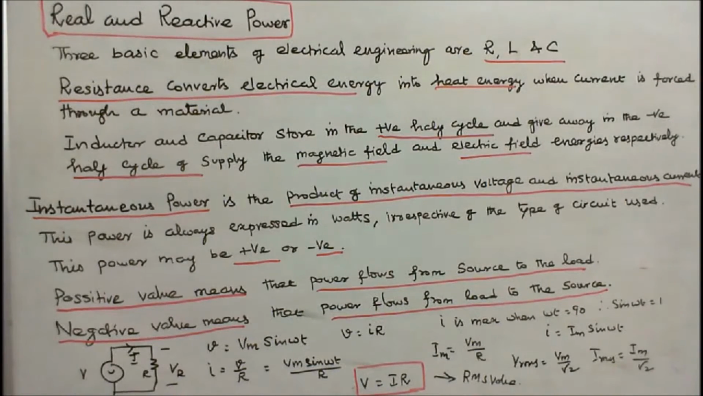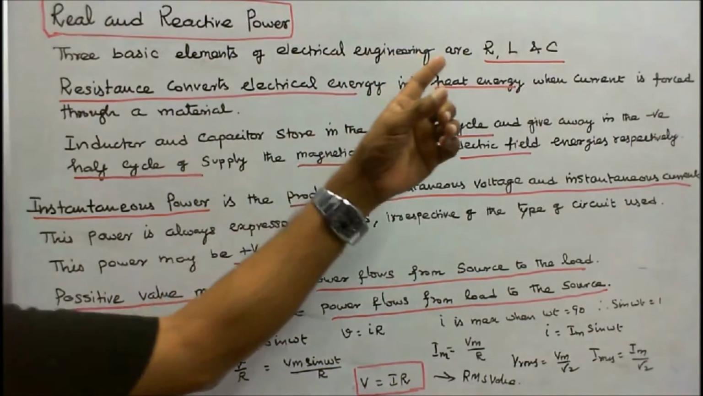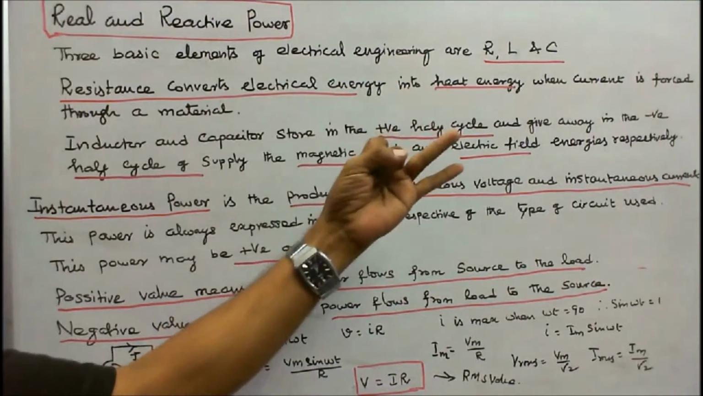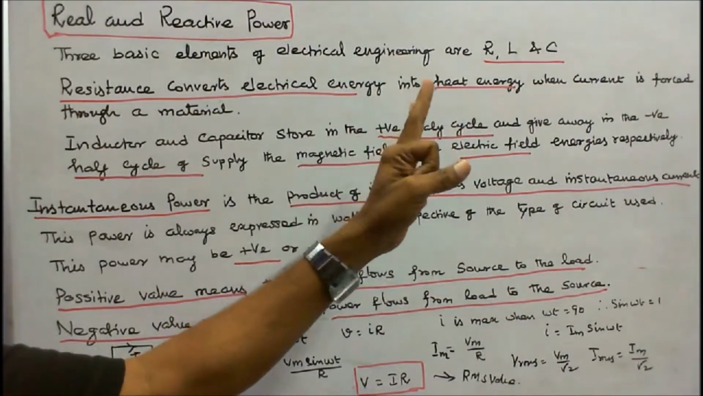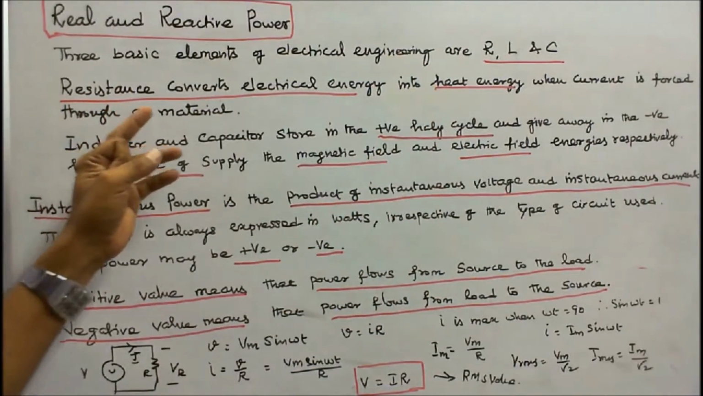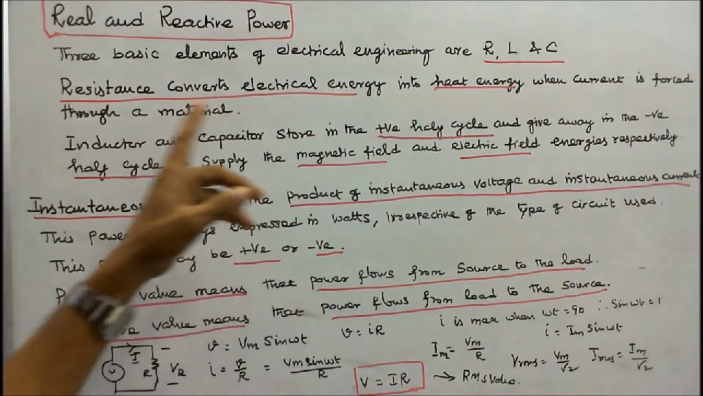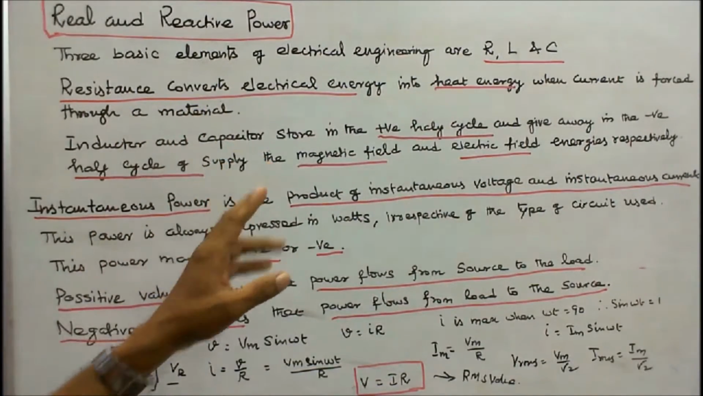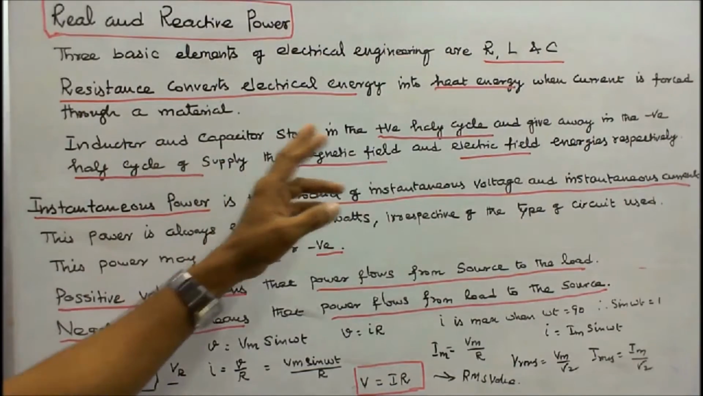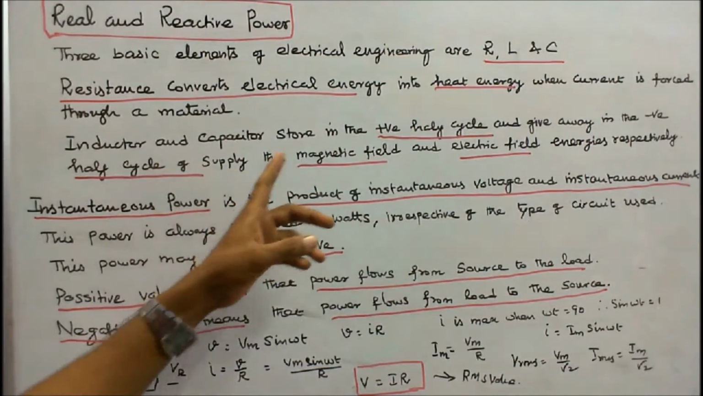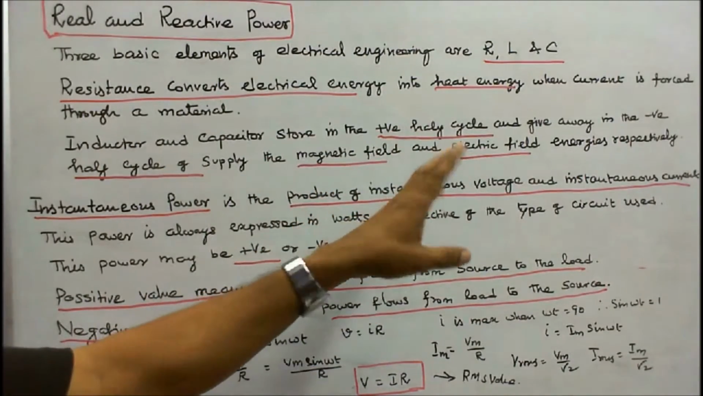In this class we discuss real power and reactive power. Three basic elements of electrical engineering are number 1, resistor R, number 2, inductor L, and number 3, capacitor C. Resistance converts electrical energy into heat energy when current is forced through a material. Inductor and capacitor store magnetic field and electric field energies respectively in the positive half cycle and give them away in the negative half cycle of the supply.